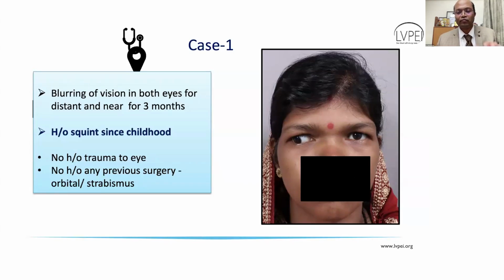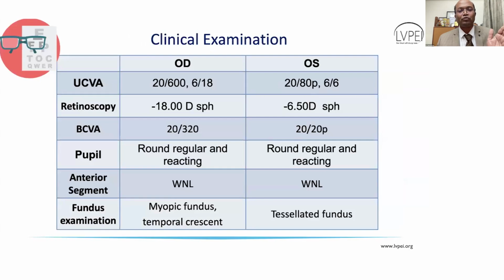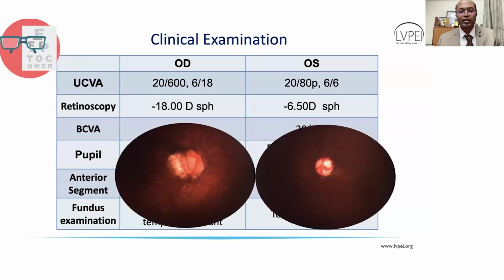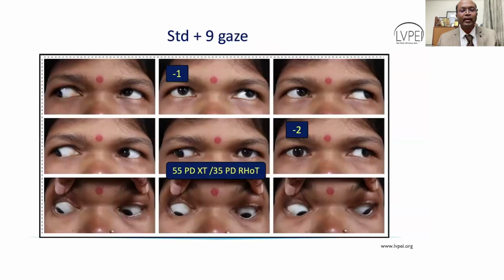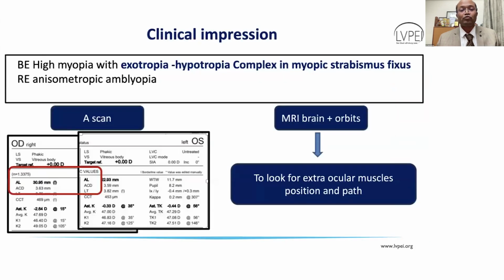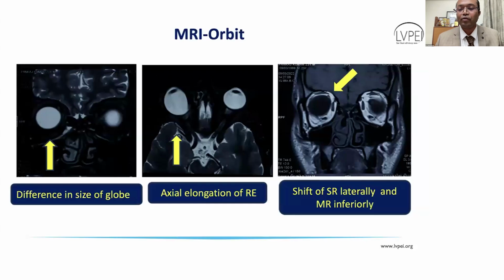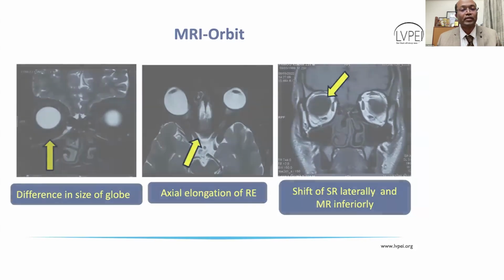As you can appreciate, it's a very severe form of exo and hypertropia. So she had a minus 18 prism diopter of esotropia with myopic fundus. As you can appreciate, the difference between the right and left eye. And the deviation was 55 prism diopter exotropia with very large hypertropia. And you can see that there was an adduction limitation of -2 and elevation -1. On A scan, 30 millimeter of axial length in right eye, and MRI orbit showed the shifting of SR laterally and medial rectus inferiorly. You can appreciate the axial elongation as well as difference in the globe size.